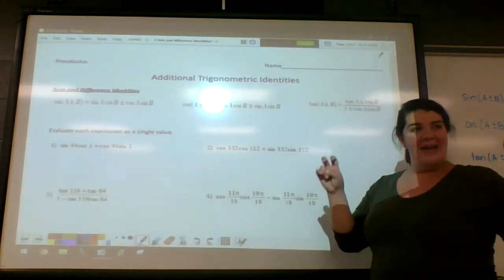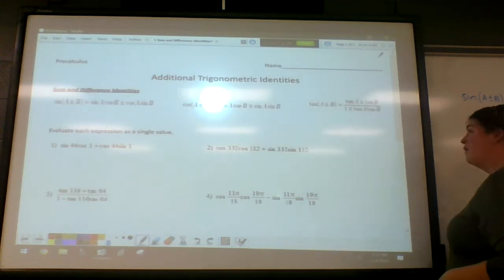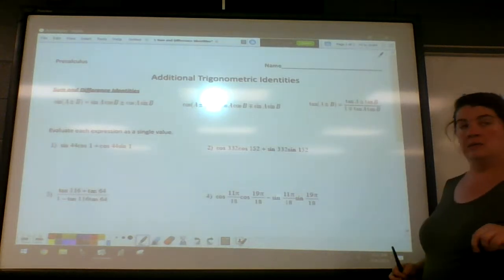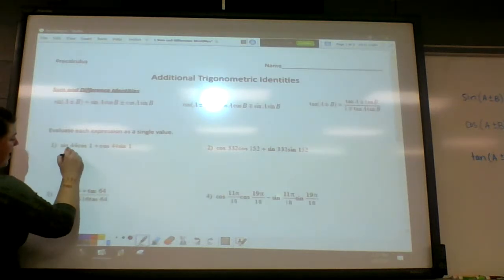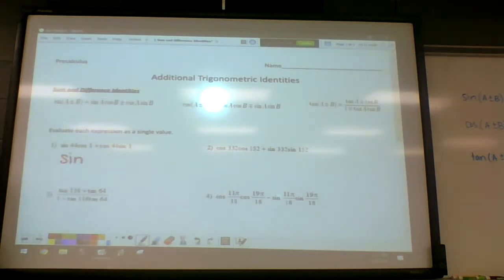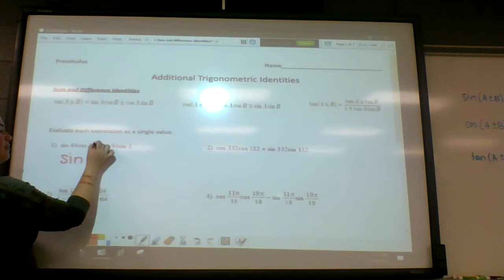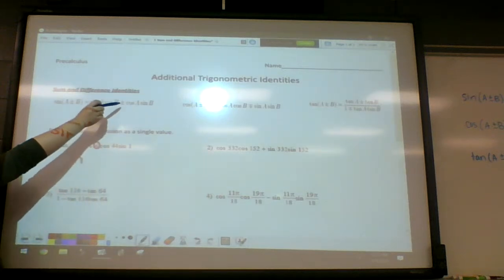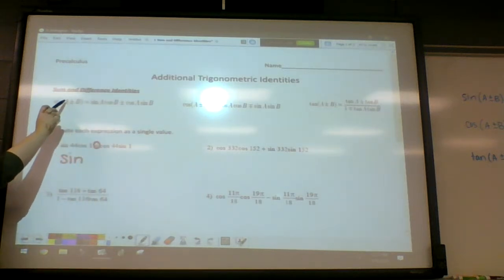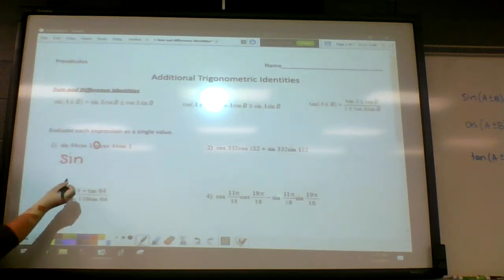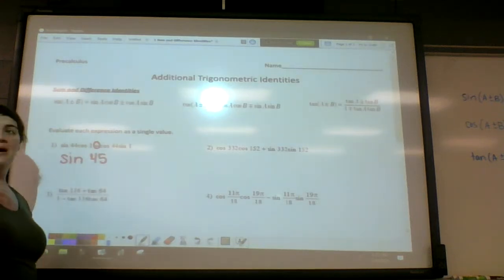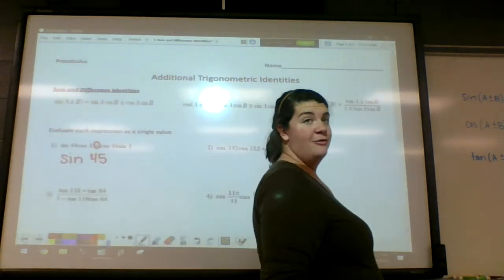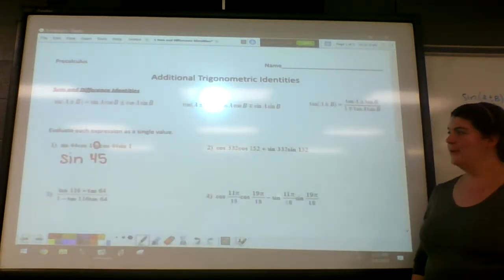What was angle A in this case? 44. What was angle B? 1. And was it angle A plus angle B, or angle A minus angle B? There's a positive between these, so the positive is the one on the top, so you have to go with the one on the top. They were being added together. So this is another way to say the sine of 45, since 44 plus 1 is 45.